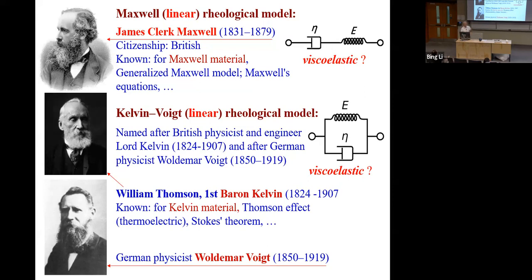The rheological model is linear because the coefficients eta and E are constant. Another model is a connection of a spring and Newton's dashpot in parallel. This is what we call Kelvin's model. And there are many other models.